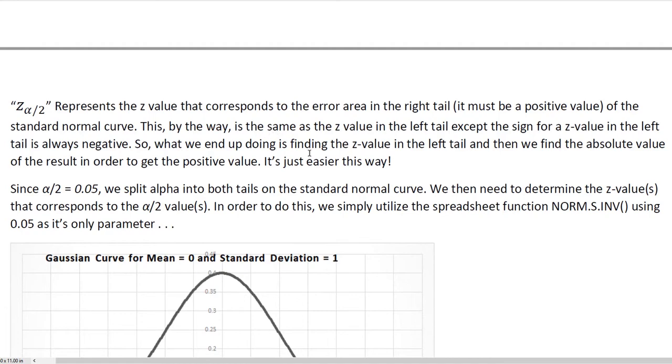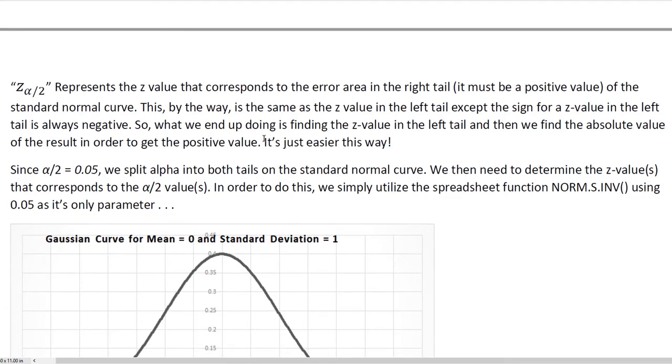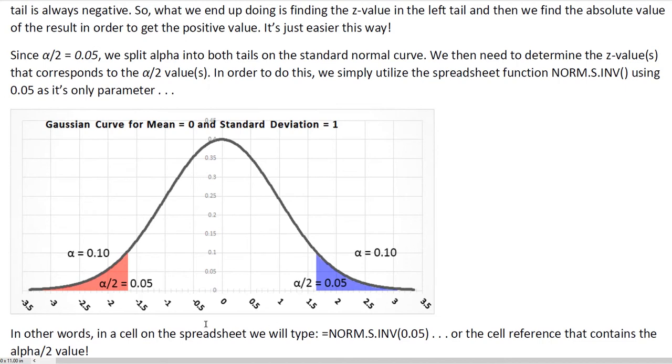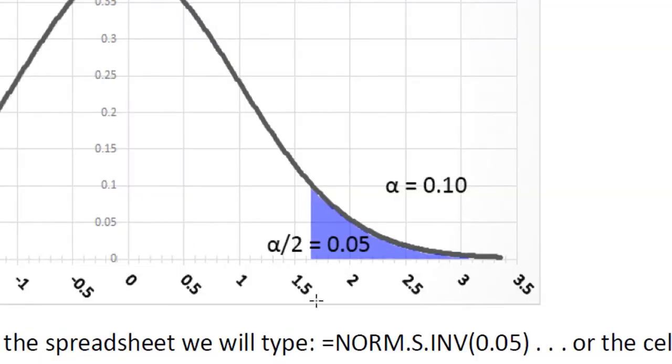The only way to really find this is to look it up on a table or to use our spreadsheets, which is essentially looking it up in a table. And when we do that, for this problem, remember alpha over 2 is 0.05. And as you can see on the standard normal curve, we split that up into two tails. We have 0.05 on the right side and 0.05 on the left side. What we're looking for is this z value right down here.